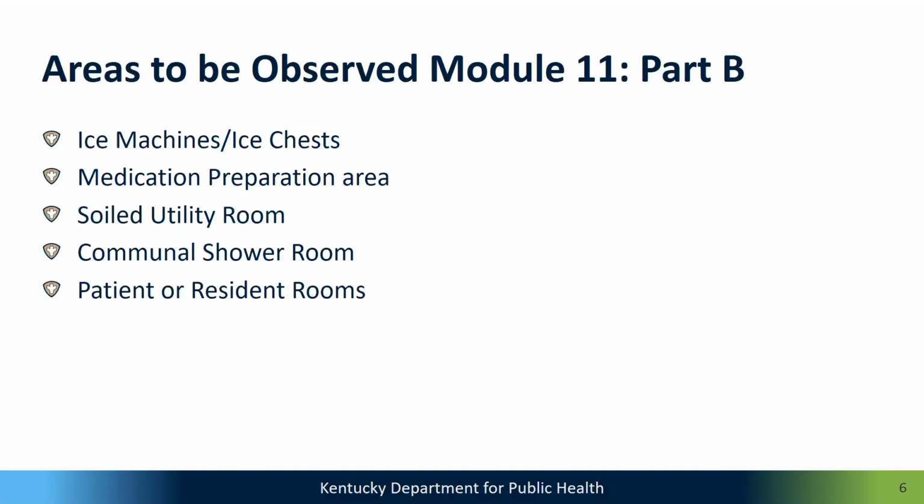So for Module 11 Part B, it is best that you observe at least 3 patient care areas. But as we go into facilities, when I say we, the regional infection preventionists, we are also looking at locations other than this. So we're going to be looking everywhere.